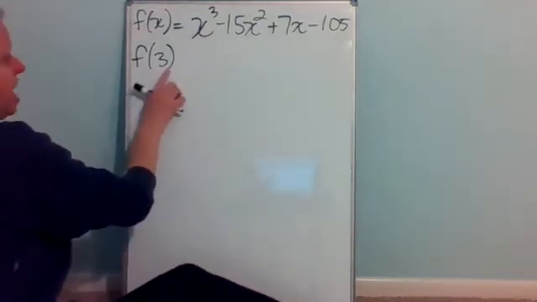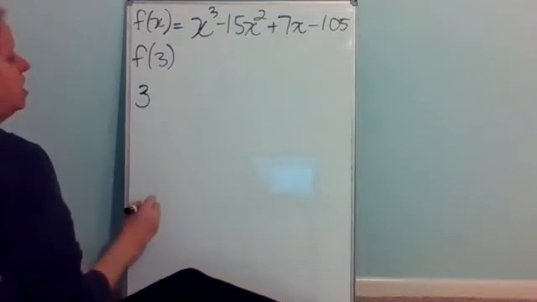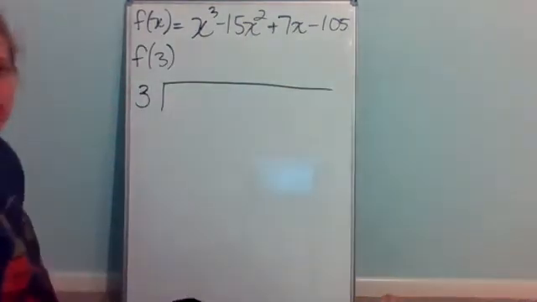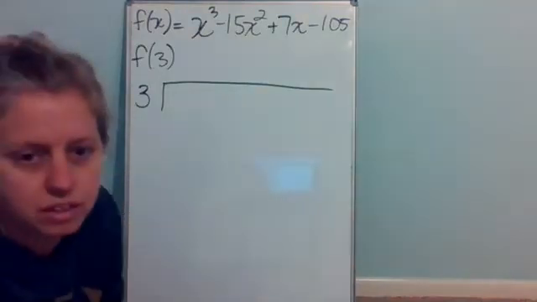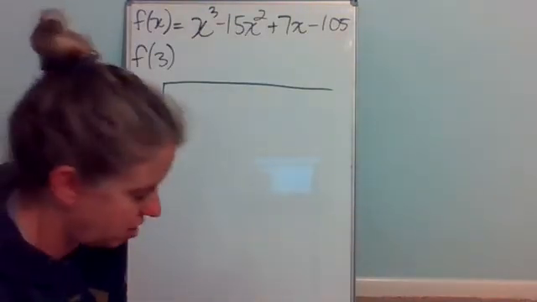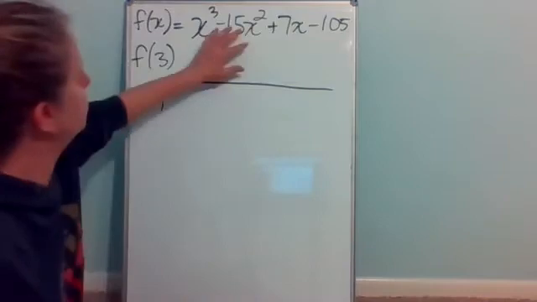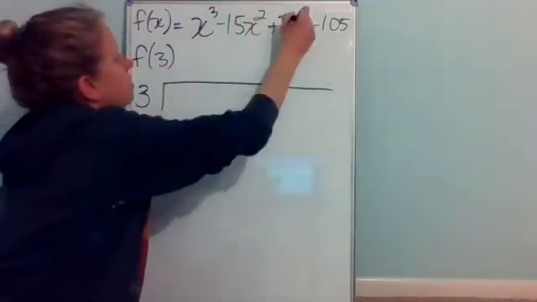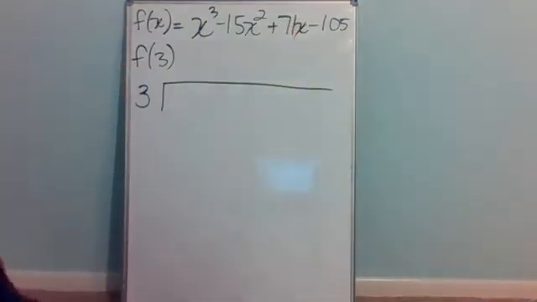Whatever you're finding f of, that's the number you put on the outside. Then you make a long division symbol. Oh, did I write it wrong? Yep, 71x, not 70. Thank you, Abby. I wrote it wrong.